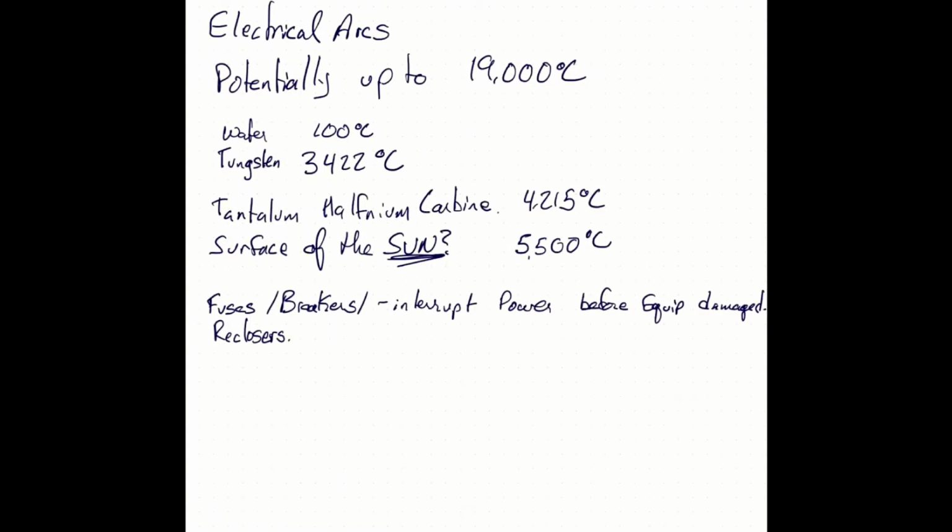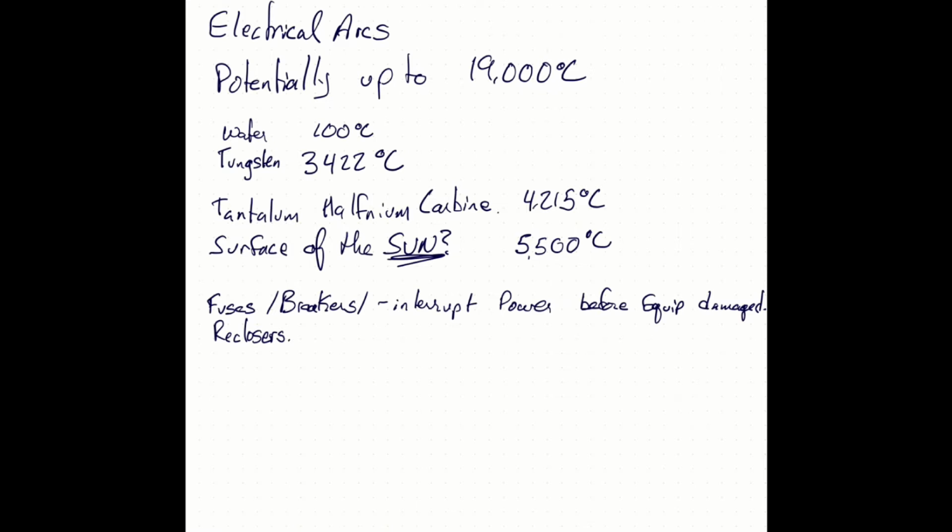Now, holding on to that thought, we want to move on to electrical arcs. So electrical arcs are hot, really, really hot. At distribution voltages, on a 27 kV feeder, an electrical arc could potentially hit 19,000 degrees Celsius.